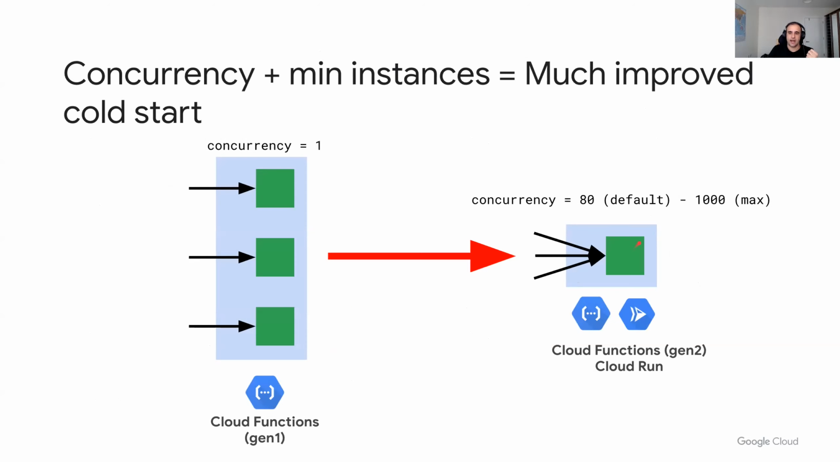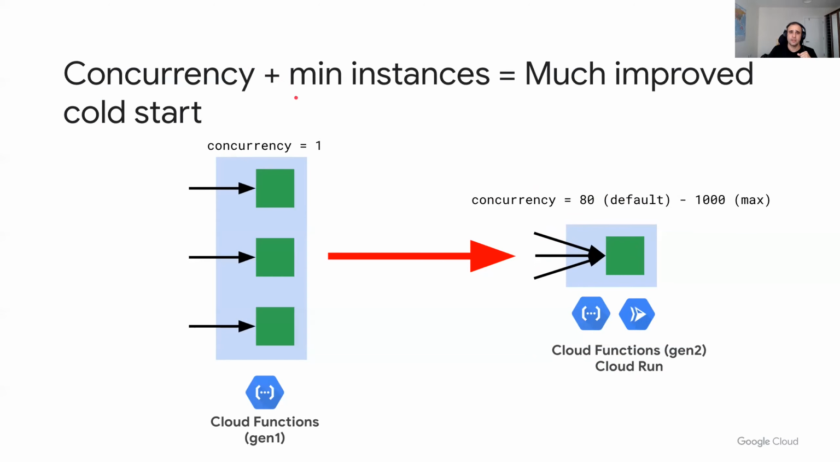The concurrency now in Cloud Run and also Cloud Functions generation 2 is more than 1. It's 80 by default, which means 80 concurrent requests can be handled in a single container or function, up to 1,000. You can change this. And with this, cold start becomes less of an issue because, when a request comes in, you don't have to create a function or container every single time. It's more likely that there's already a container running.